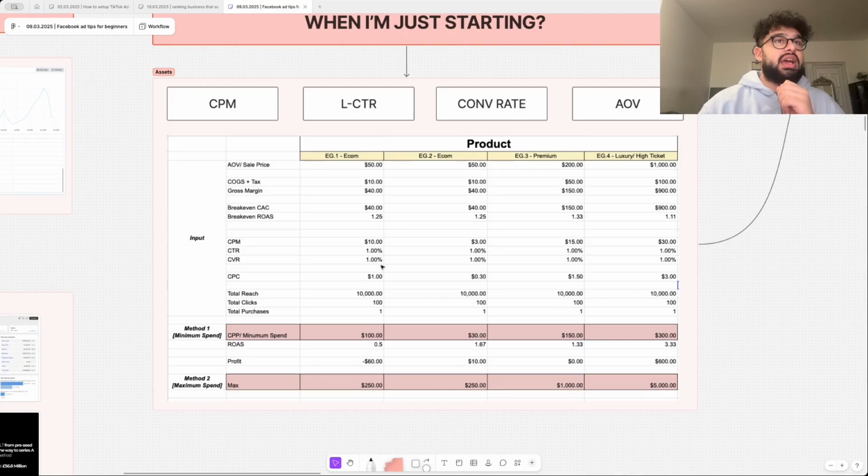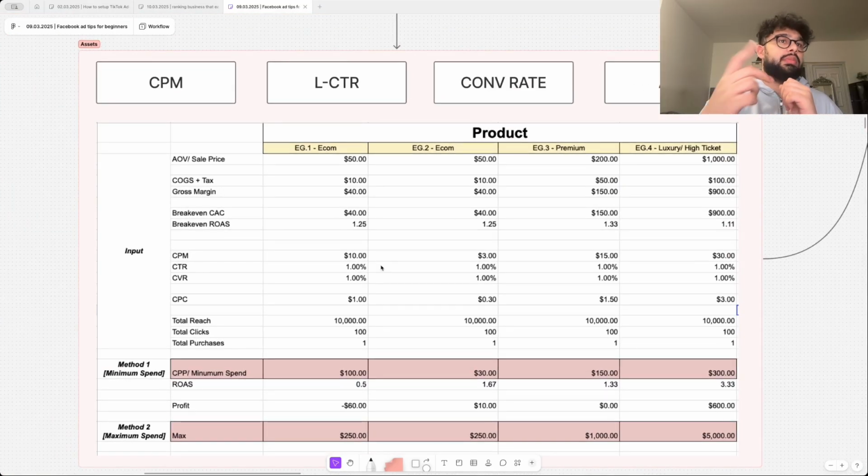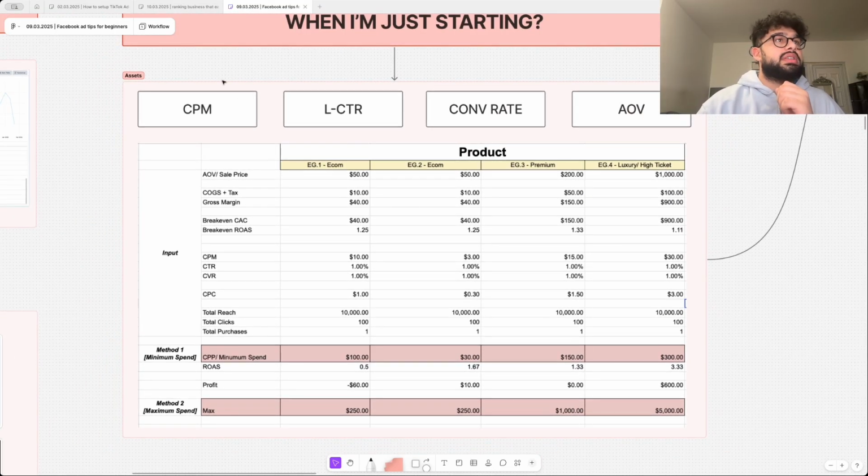Now I built this sheet here as a little formula. So if you press the link down below, you should be able to access it. But essentially, we need to understand your CPM, your link click CTR, your conversion rate, your AOV.